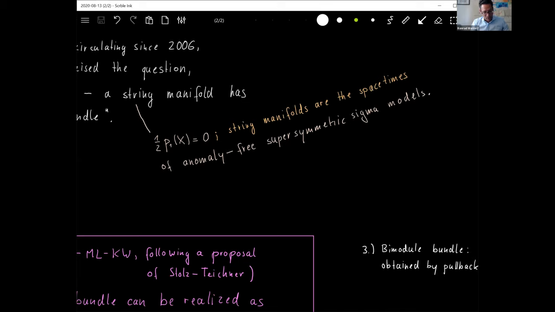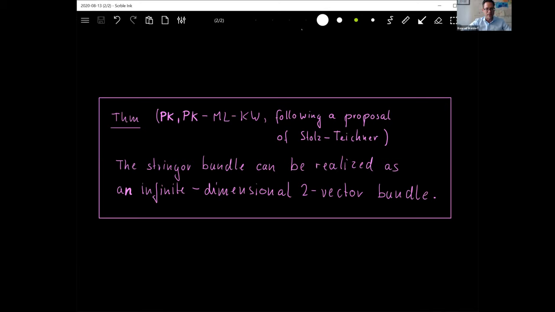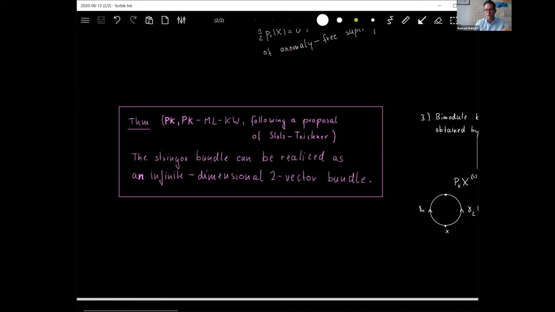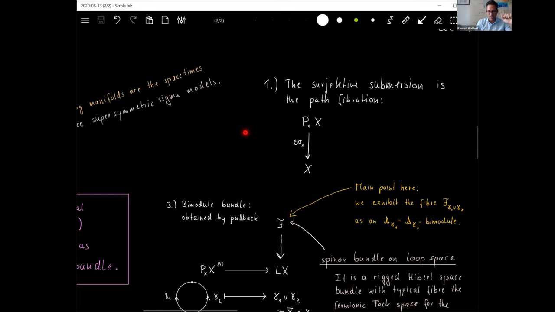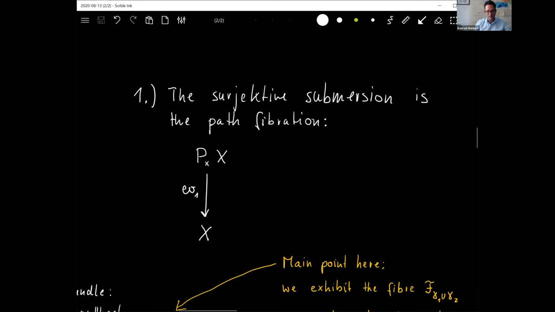This is a theorem that goes back to Peter Kristel's PhD thesis, and there are a couple of details with this infinite dimensionality that are still open. So let me not comment further on this. The claim is, and that's true, that we can construct a stringor bundle as an infinite dimensional two-vector bundle. I'm not going to explain exactly what this means, but you will see what the problem is. So let's start. Now I will give a really independent example of a two-vector bundle, just infinite dimensional.